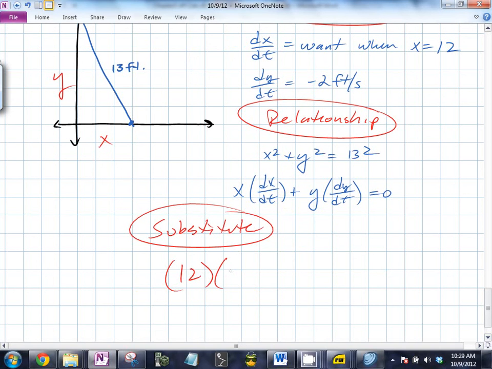What's y? 5. You have values that you didn't have before. And what's dy/dt? 2. So what does dx/dt equal? 10 over 12, which is equal to 5 over 6. And what's the unit on this? Feet per second. Yay. Okay, your homework will be below.